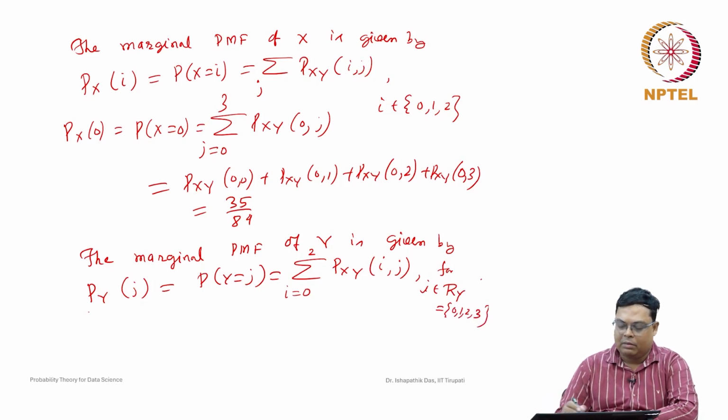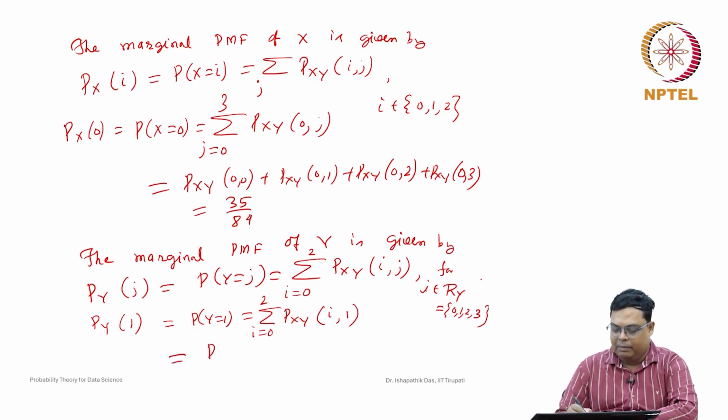Now, suppose you want to find p_Y of 1. This is nothing but the probability that Y is equal to 1, which is the summation over i equal to 0 to 2 of p_XY of i comma j, where j is 1. So it is nothing but p_XY of 0 1 plus p_XY of 1 1 plus p_XY of 2 1. Here j is fixed at 1 and i is varying.